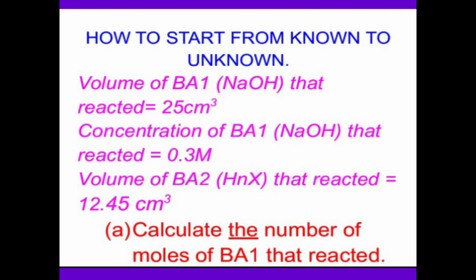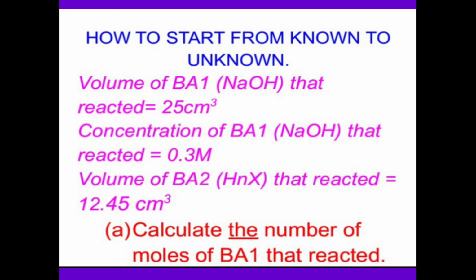Now let us start straight away with our first objective. This is how to start from known to unknown. Before you start your calculation, you need to know the volumes of the solutions that reacted. In this case, we have BA1, that is sodium hydroxide, and its volume that reacted was 25. The volume of BA2, as you may see, that is HNX acid, its volume that reacted we calculated as 12.45 cubic centimeters.